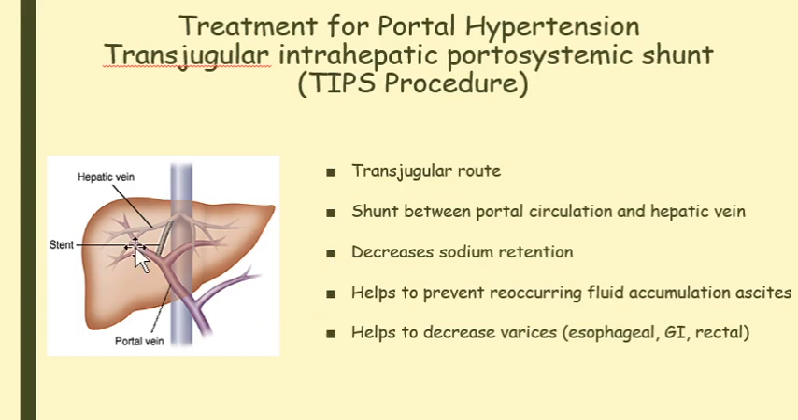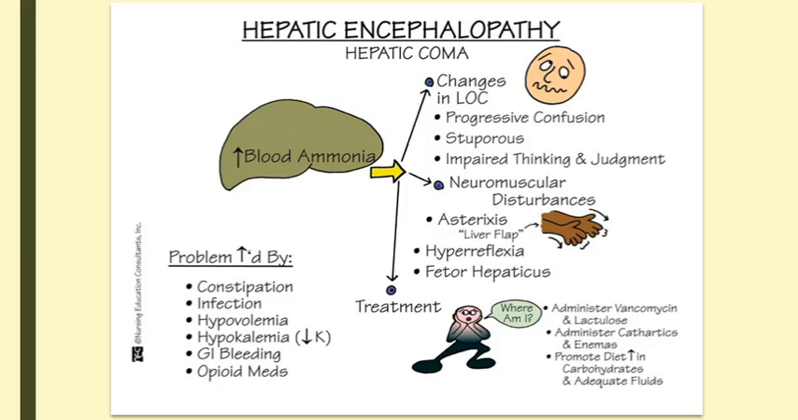So treatment for portal hypertension, we talked about that TIPS procedure. I just wanted to give you a picture of it. So the TIPS procedure, the transjugular route, the shunt between the portal circulation and hepatic vein decreases that sodium retention. It also helps to prevent recurring fluid accumulation in ascites, and it helps to decrease the chance of those varices, esophageal, GI, and rectal. So now let's talk about hepatic encephalopathy.